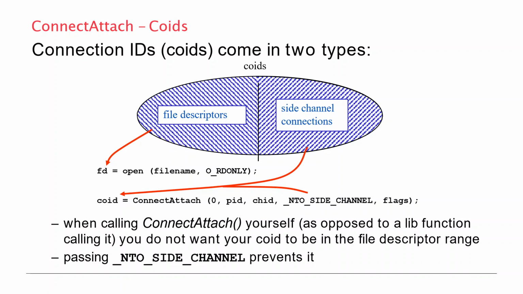How are we going to connect? We can connect in two ways. One is an FD, by using open with a file name. Otherwise, COID, that is connect attach, where we have to connect. In the NTO side channel flag we can give it. When calling connect attach, you do not want your coid to be in the file descriptor range. So when using the second one, connect attach, no need to consider the descriptor range. Passing NTO side channel prevents it.